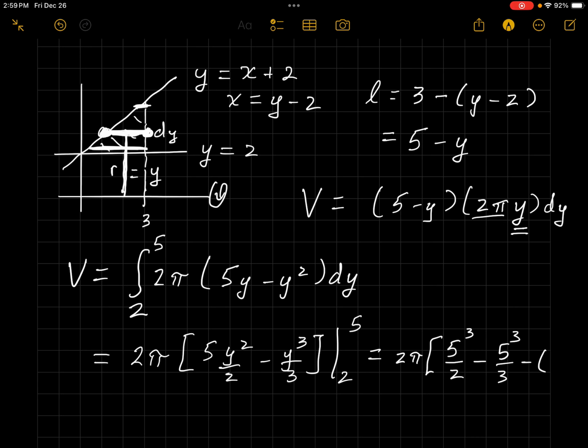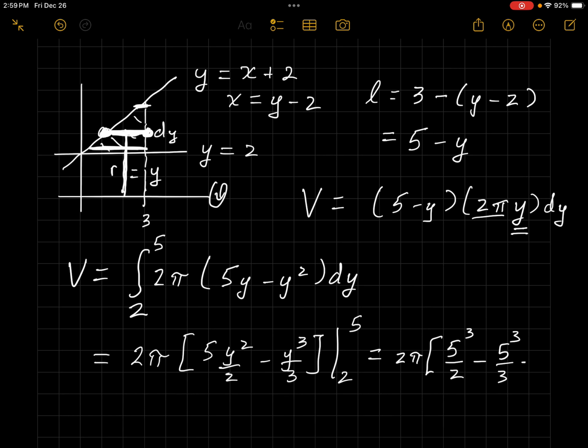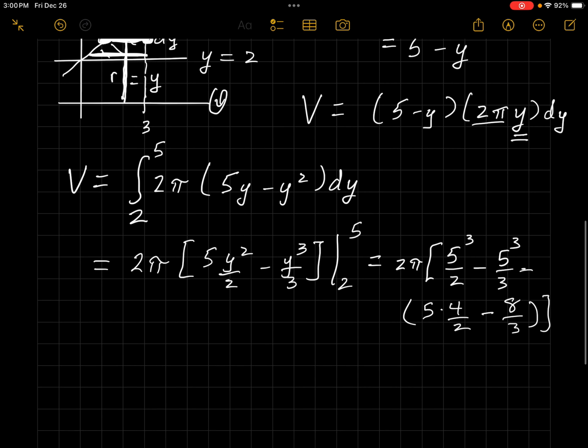Now we'll plug in the lower limit, and I'll put it down here just so I can see it a little bit better. Minus 5 times 2 squared. Yes, I realize we could simplify these things. Sometimes I do, sometimes I don't. And then 2 cubed over 3. And I'll put those in parentheses to show that that was the top limit. And then simplify that as desired.